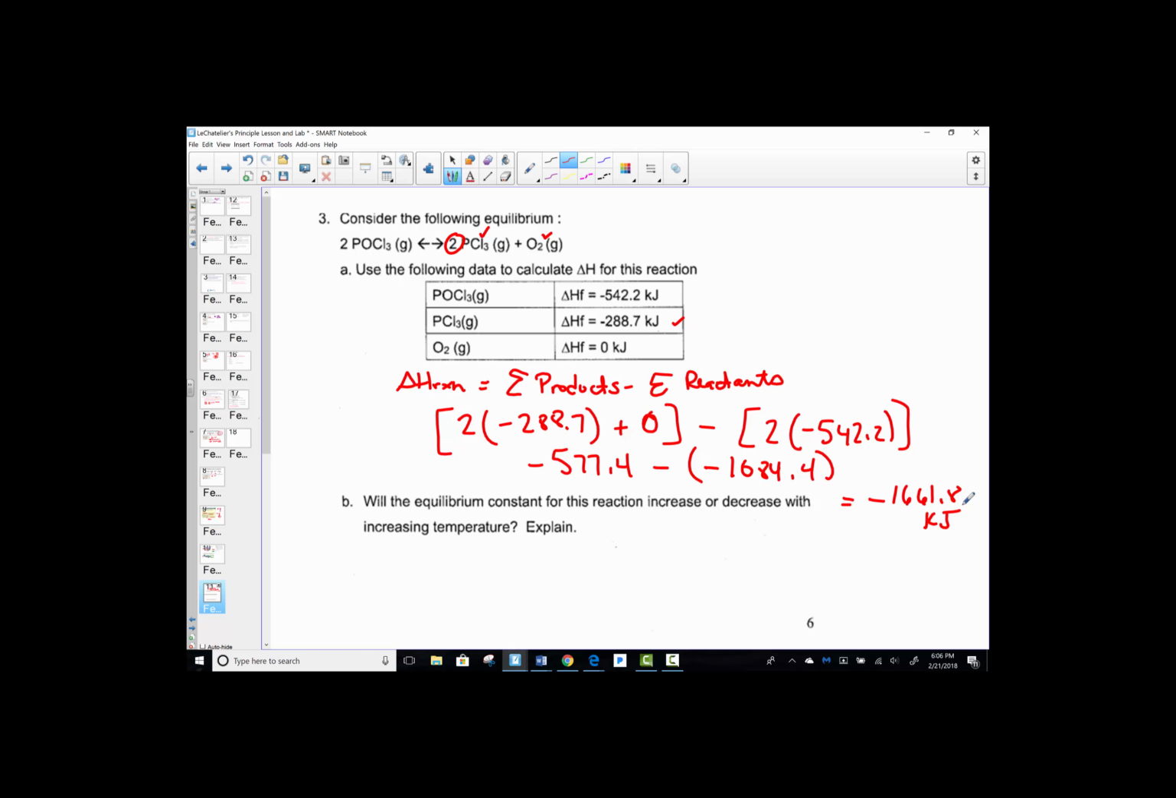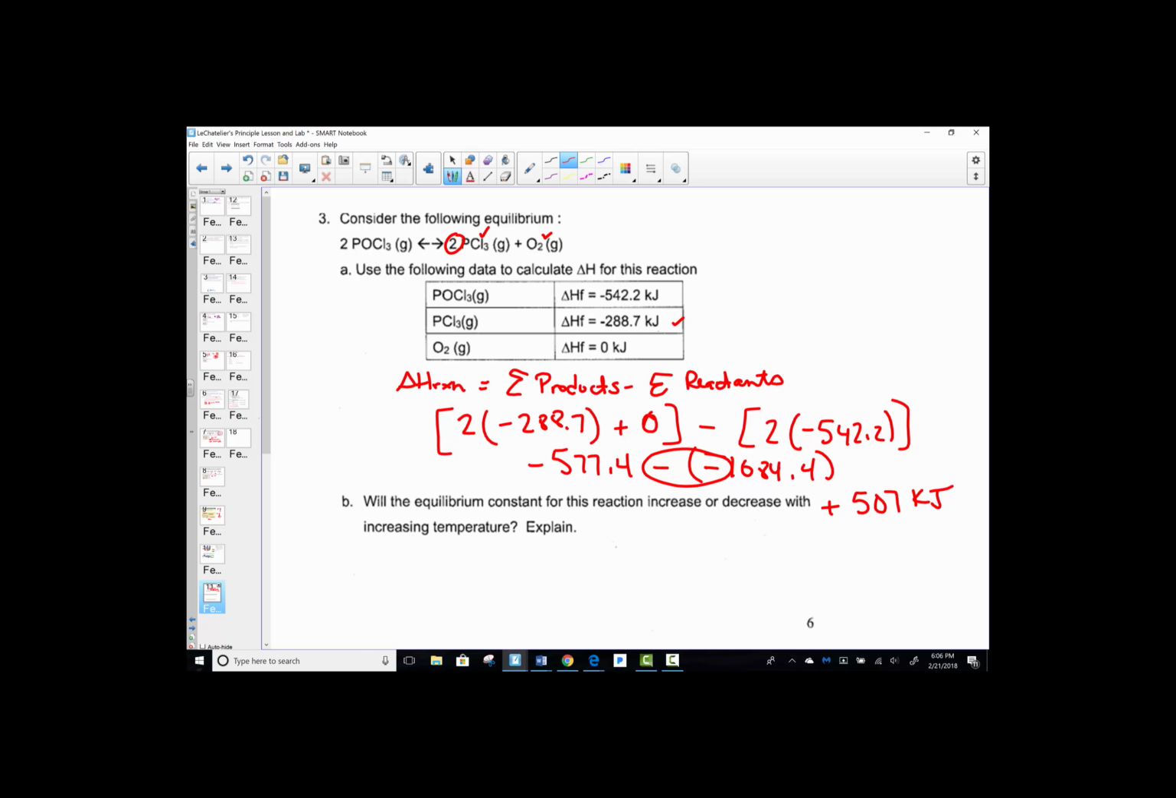2 times negative 288.7 minus 2 times negative 542.2. I thought maybe I hit that wrong. That's why I hit it twice. Is positive 507 kilojoules. I figured right here is where I made my mistake.